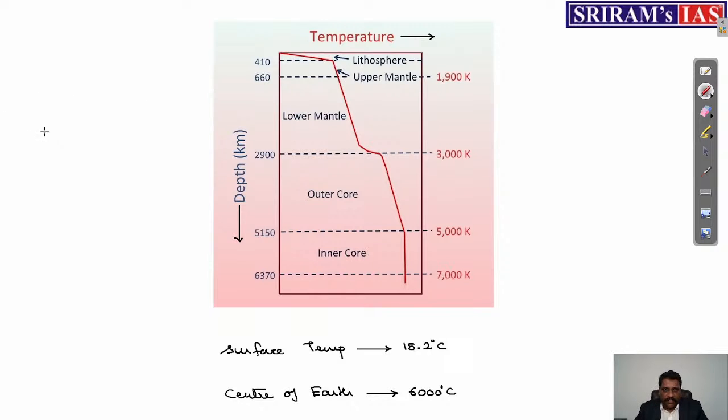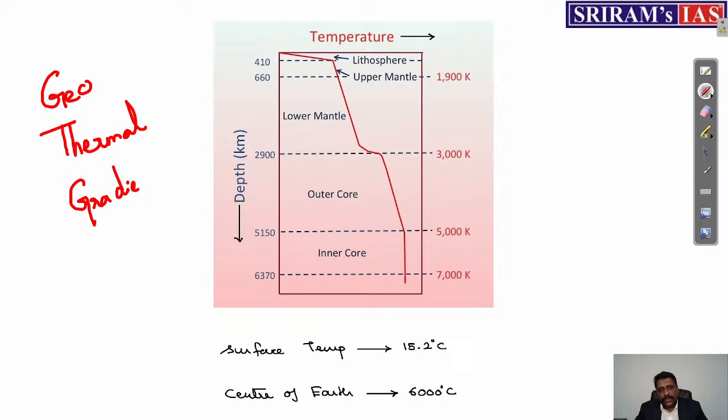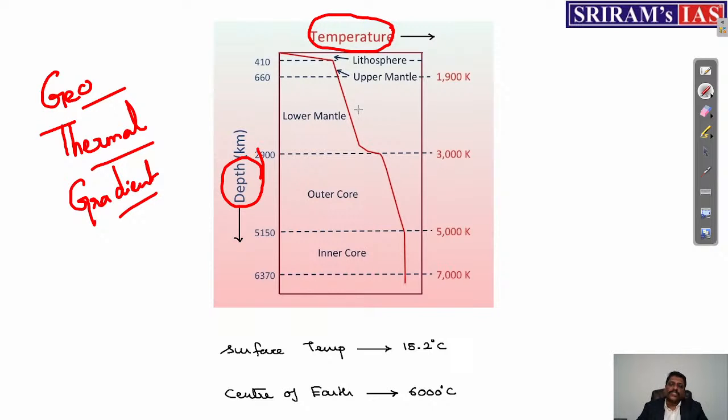We call this graphical representation the thermal gradient, or to be more precise, the geothermal gradient. So what is this geothermal gradient? With increasing depth, what happens to the temperature? Temperature increases. But you find one pattern. What is this pattern? Though the temperature increases with increasing depth, the rate of change of temperature decreases with increasing depth.